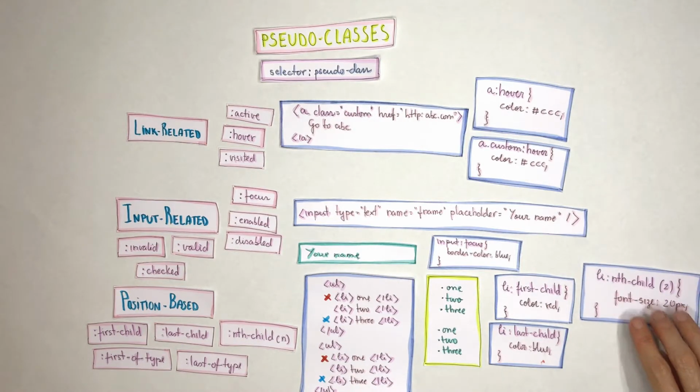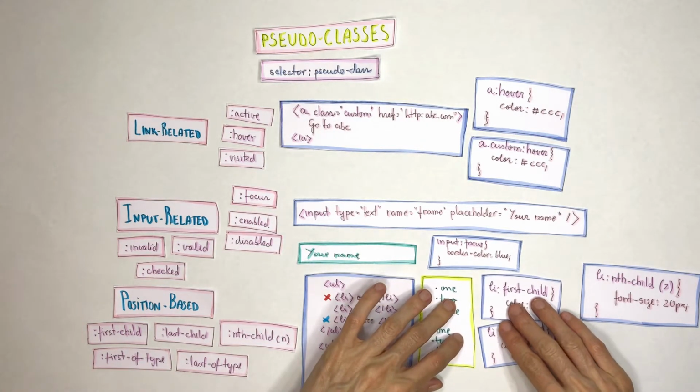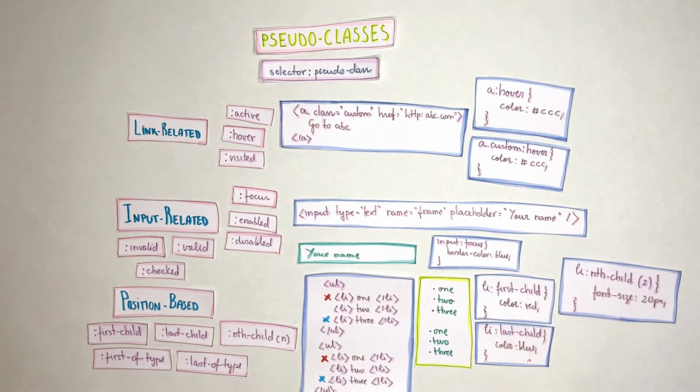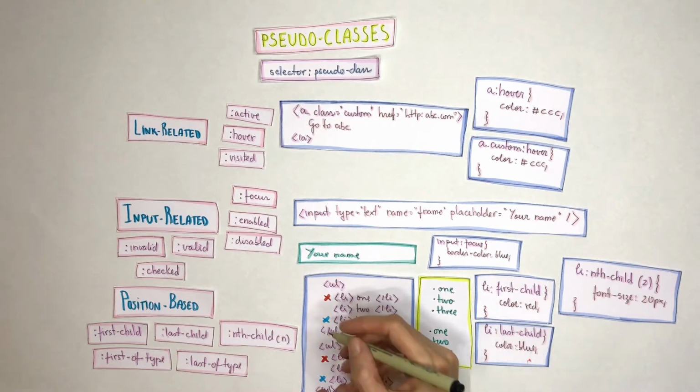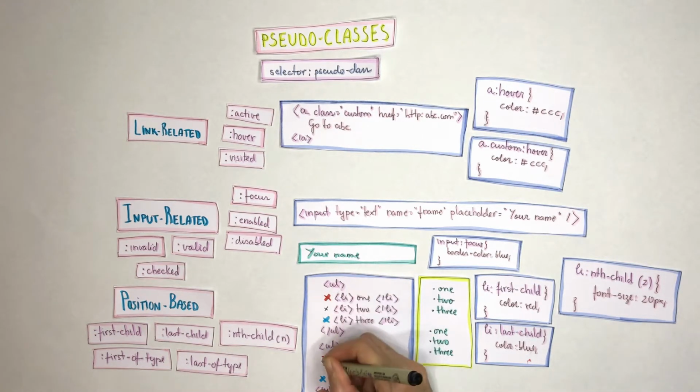The nth child selector also works in a similar way, but it selects the element that is the nth child of its parent, where n can be any number. In that case, we are selecting the second li element of each parent. So the elements with a font size of 20 pixels are going to be this one and this other one.